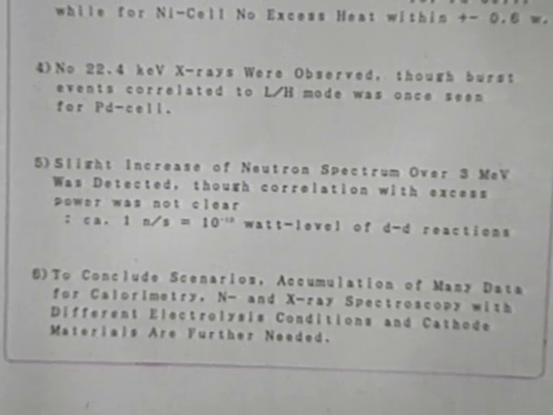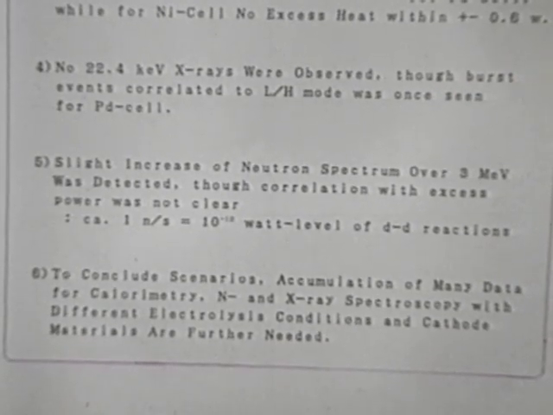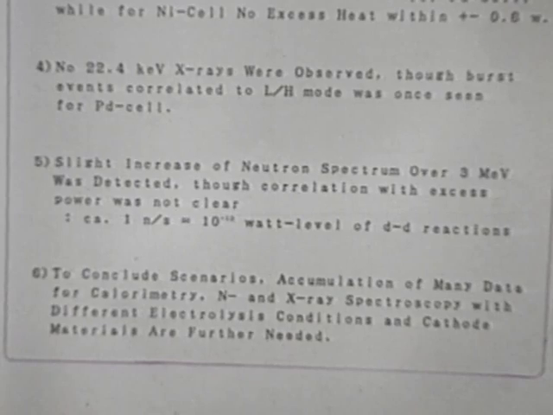And however, we have some burst events related to the mode change of electricity seen for palladium. So we have to study this further. And we have seen a slight increase of neutron in the high energy region, but the correlation with excess heat was not clear. And so far, to conclude on the scenarios, I think we need accumulation of much more data for calorimetry and nuclear measurements. Thank you very much.